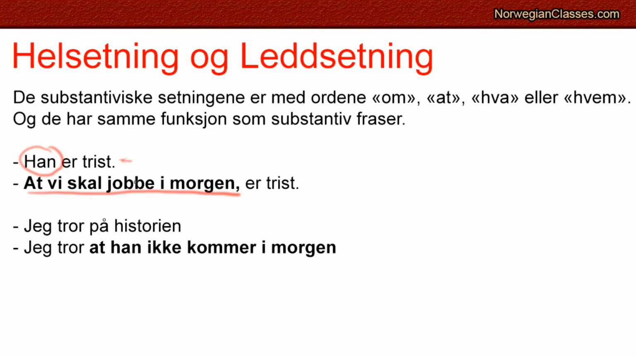Then also when you see it like this, it also makes sense that you have the verb there. Why shouldn't you have the verb there? It would be technically in the second location, because you have the noun first. Jeg tror på historien. I believe the story. So it's an object. Jeg tror at han ikke kommer i morgen. So again, it has a noun function.